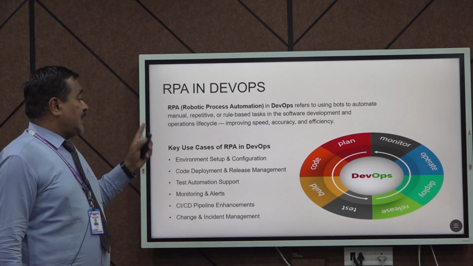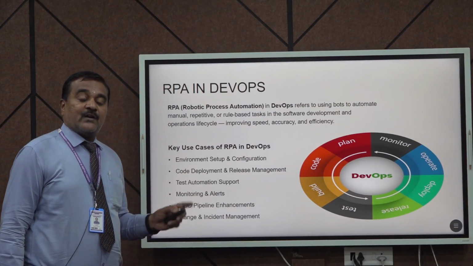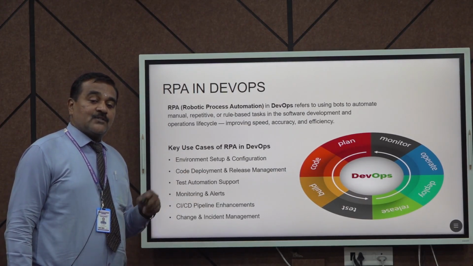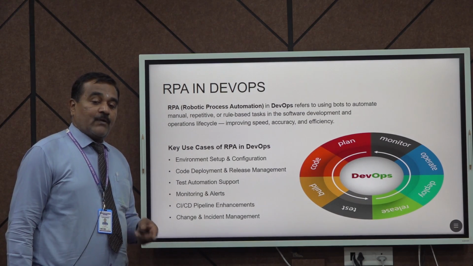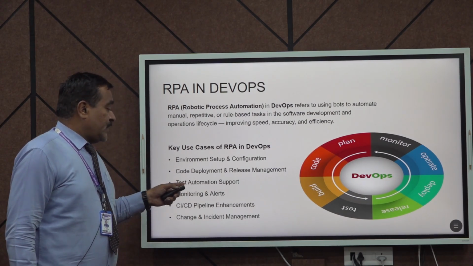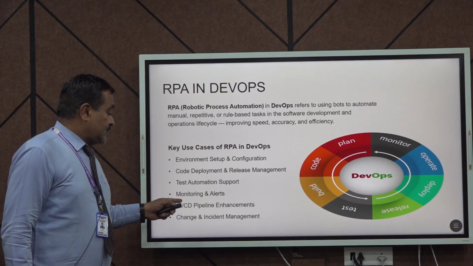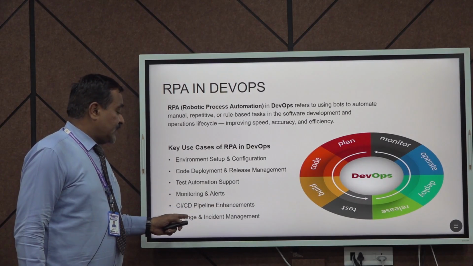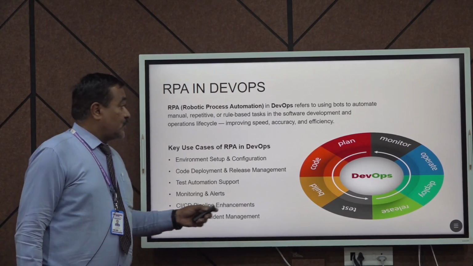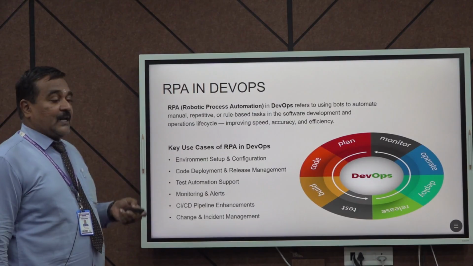Here, RPA DevOps uses enormous setup and configurations. What kind of configuration are we expecting? It also involves connecting with the DevOps process, code deployment and release management, test automation support, monitoring alerts, CD pipeline enhancement, and change and incident management. So these are the major parameters for using the RPA DevOps process.